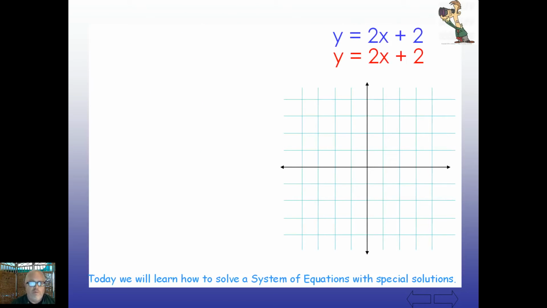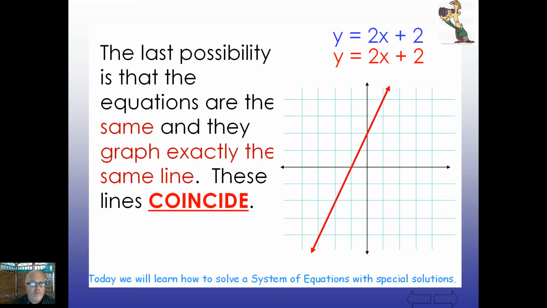What about this one? The blue one says y = 2x + 2. The red one says the same thing. So if I drew the blue one, and then we said, okay, let's forget about that and draw the red one, well, we get the same image. The last possibility is that the equations are the same and they graph exactly the same line. And we call this two lines that coincide.